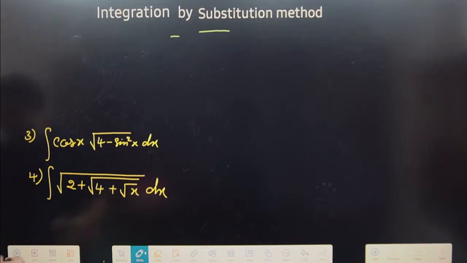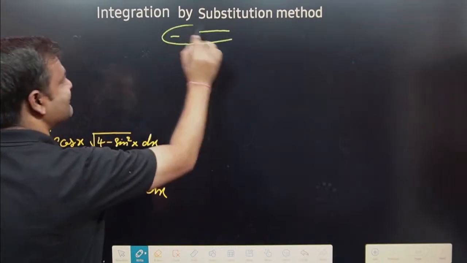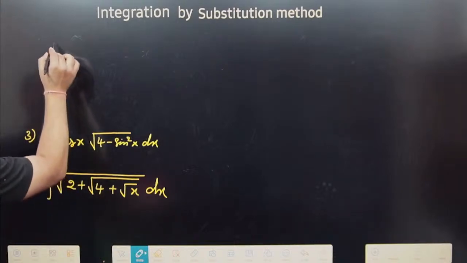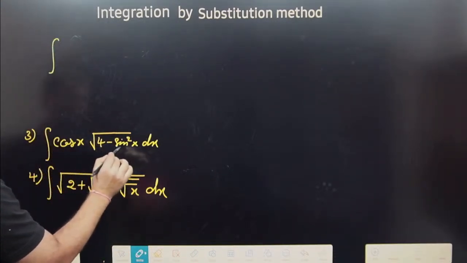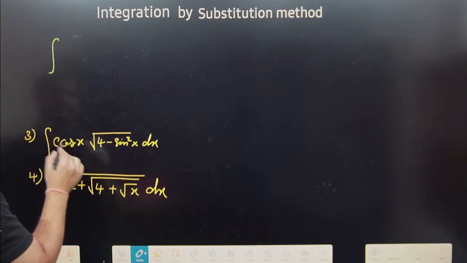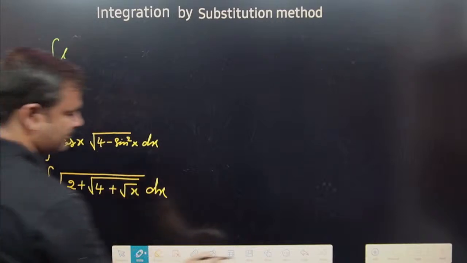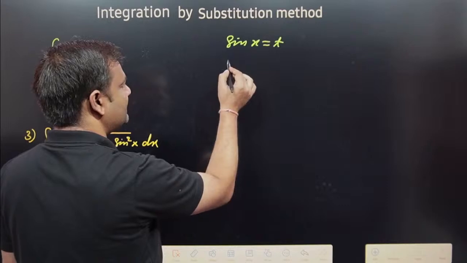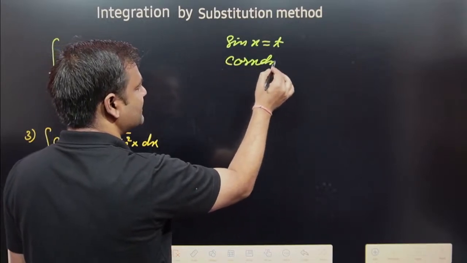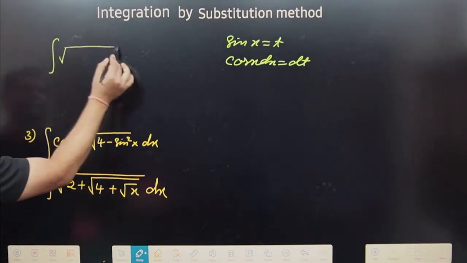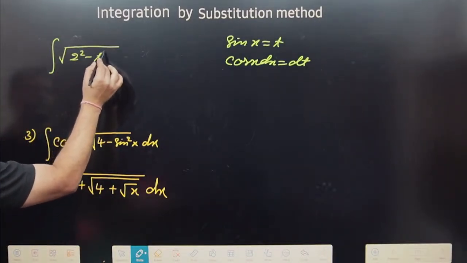Question number 3, that is integration of cos x into under root 4 minus sin square x dx. If you consider sin x is t, then cos x dx will be equal to dt. So that one is written simply as integration of under root 2 square minus t square dt.